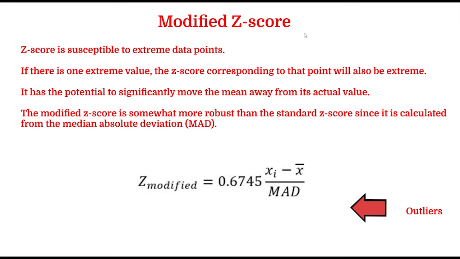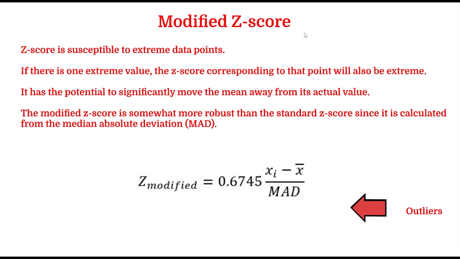The last method that I'm going to show you is the modified z-score method. Why do we need a modified z-score if we have a z-score already in place? The reason is z-score is very much susceptible to extreme data points. If there is one extreme value in the data points, the z-score corresponding to that point will also be extreme, and it has the potential to significantly move the mean away from its actual value.